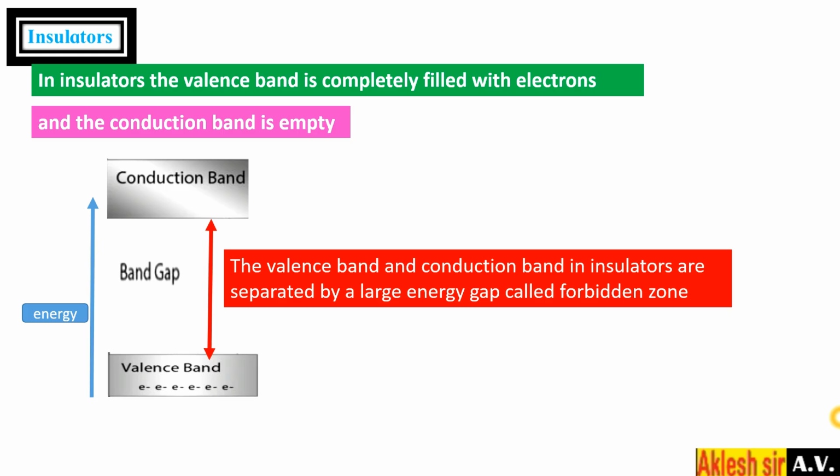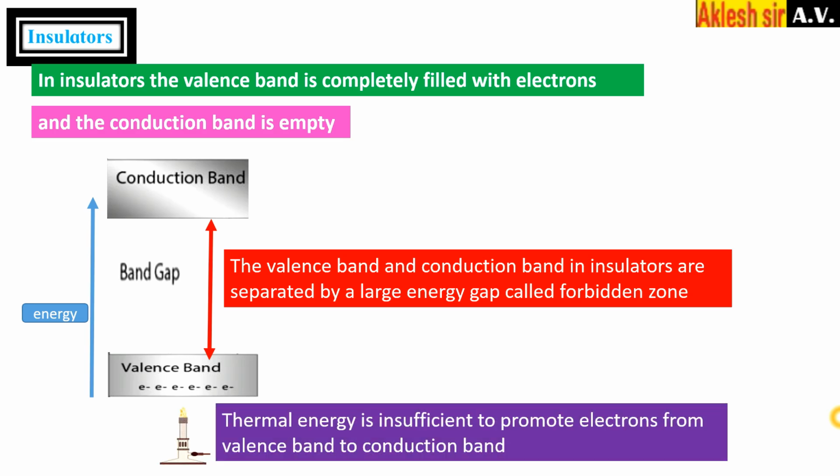So here, the valence band and the conduction band in the insulator are separated by a very large energy called the forbidden gap. Forbidden means the electron cannot be moved to the conduction band easily. It is very difficult because the band gap is very large. The electron will require a large amount of energy to move to the conduction band. Even if you supply thermal energy, it is not sufficient to promote the electron from the valence band to the conduction band, because the energy required to free the electron is very large.